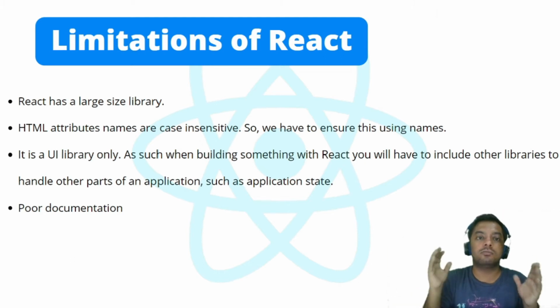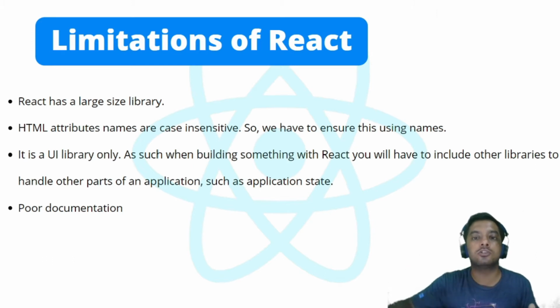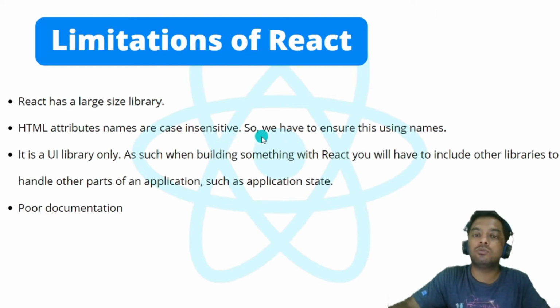So because of that, the size of that library, the size of that project, increases, which is not very good. The size of the application should be as small as possible. So another limitation is that HTML attribute names are case sensitive. So we have to ensure this when using names. Whenever we work with any HTML attribute inside React, those names are case sensitive. So we'll have to keep in mind where to use small and where to use capital letters.